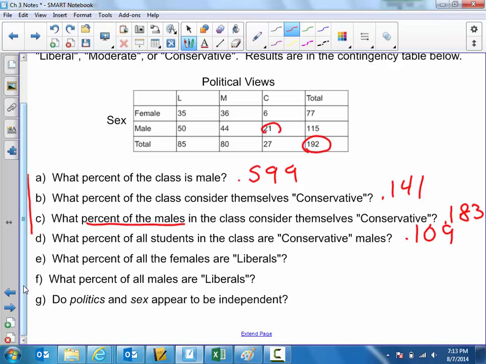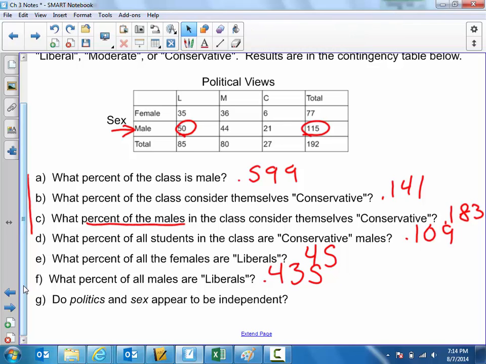What percent of all the females are liberals? Let's see, what percent of all the females? So we're looking at this first row, and there are 35 liberal females. There are only 77 females in the class. So we're going to divide the 35 by 77 and get, for E, 0.45 or 45%. F, what percent of all males are liberals? Okay, so we're going back to the second row again. And we're going to divide the 50 by the 115 to get 0.435.